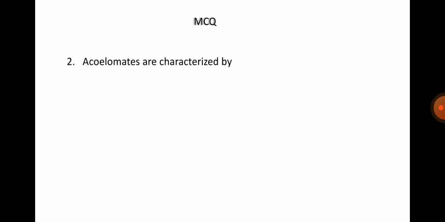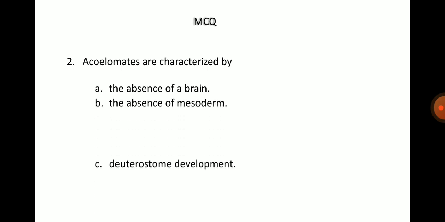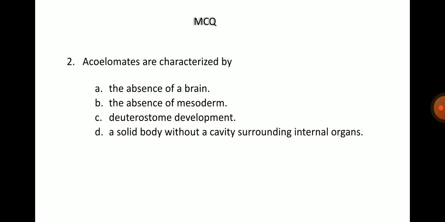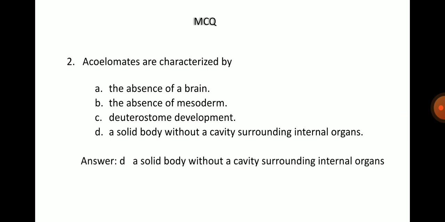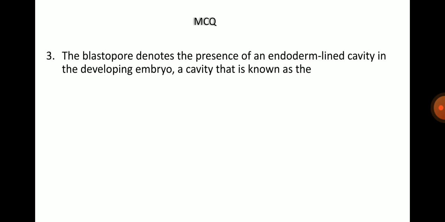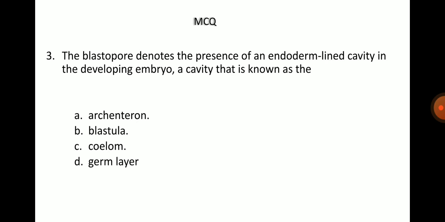Second question: acoelomates are characterized by the absence of brain, absence of mesoderm, deuterostome development, or a solid body without a cavity surrounding internal organs. The option D is the correct answer. Third question: the blastopore denotes the opening to an endoderm-lined cavity in the developing embryo, a cavity that is known as the, options are archenteron, blastula, coelom and germ layer. The answer being the option A, archenteron.